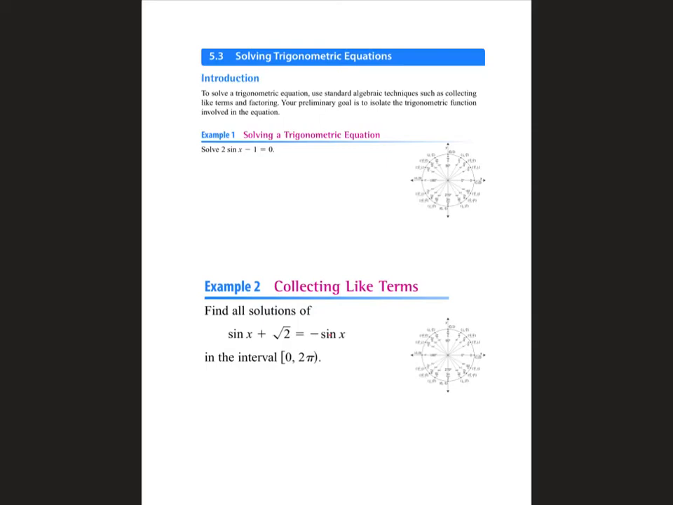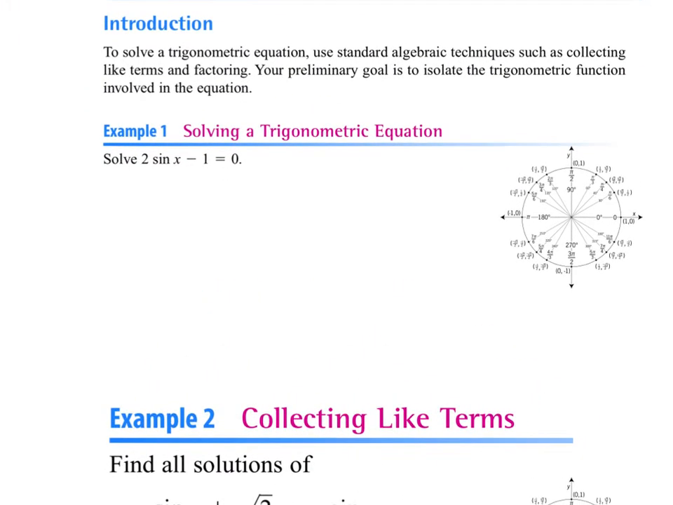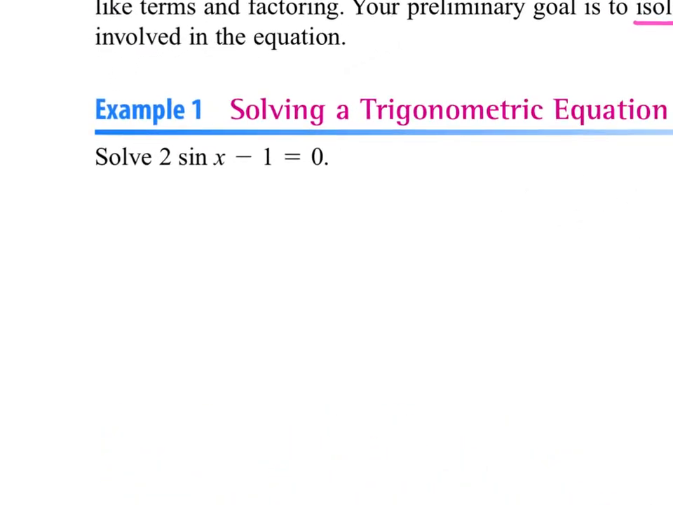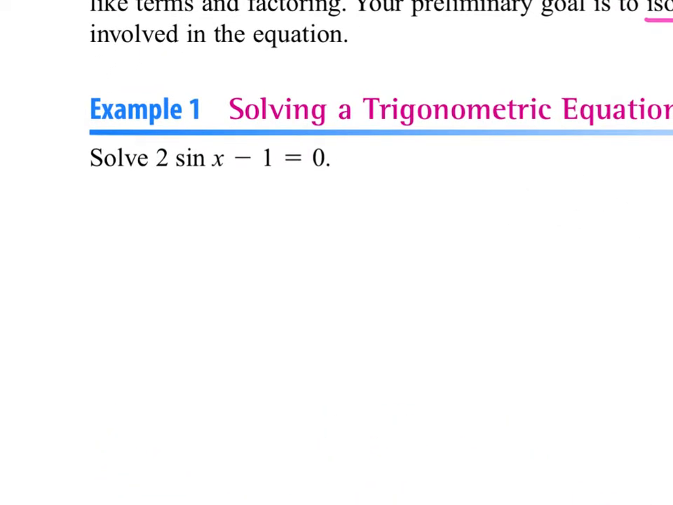Alright, so in 5.3 we are solving trig equations. Just like when solving an algebraic equation, our goal is to isolate the trig function. So we want to get that trig function all by itself on one side of the equation. So what would we do here to get that sine of x all by itself?